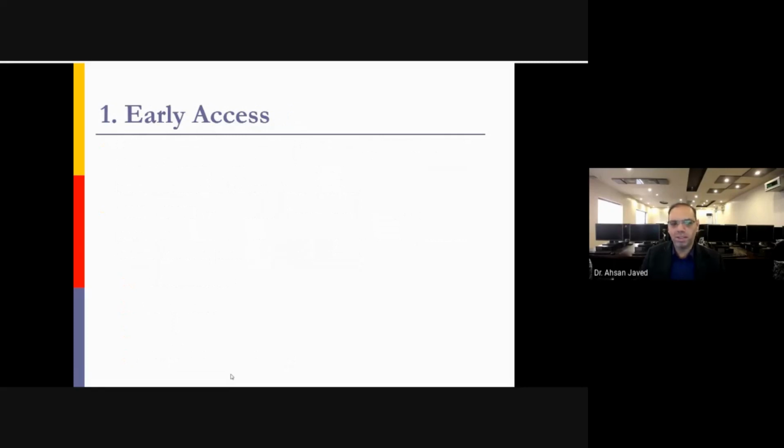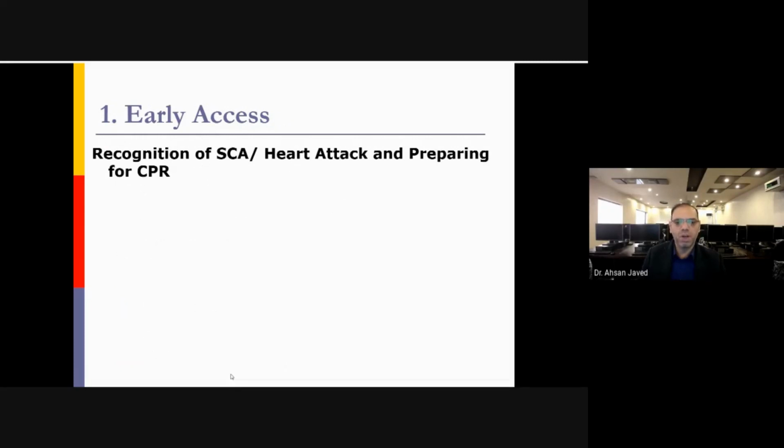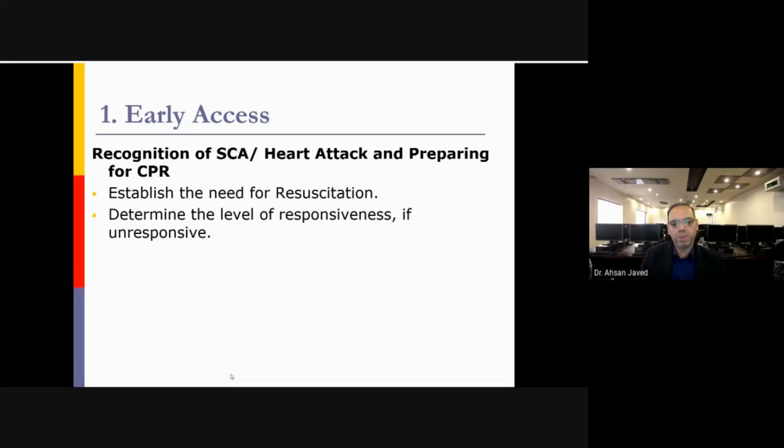So first we understand early access: recognition of sudden cardiac arrest or heart attack, and preparing for CPR. In case there is early recognition, there will be establishment of the need for resuscitation. You approach the patient, client, or athlete who is complaining of cardiac warning signs, and you establish whether this person needs cardiopulmonary resuscitation or not. Determine the level of responsiveness. You need to recall the four levels of responsiveness which we have already understood: alert, verbal, painful, and unresponsive. So determine the level of responsiveness.